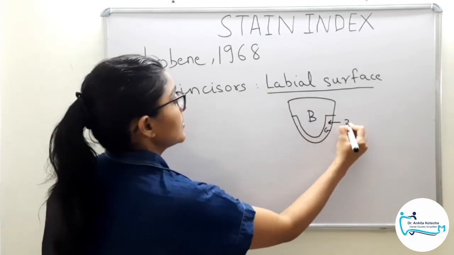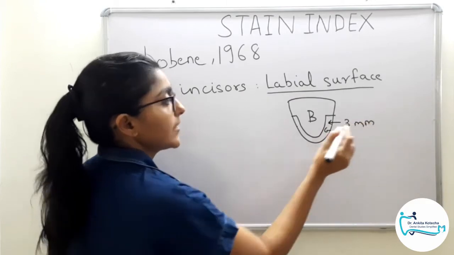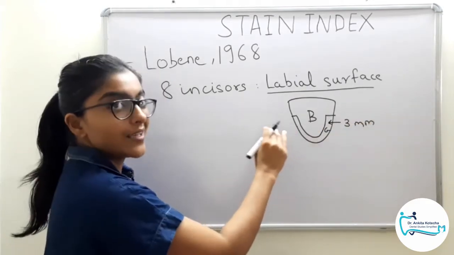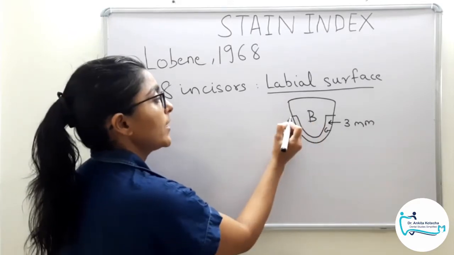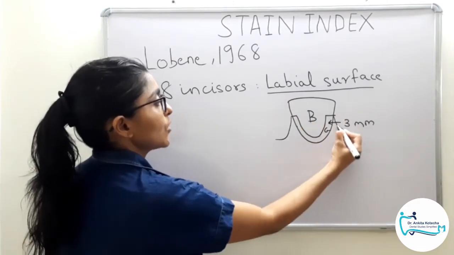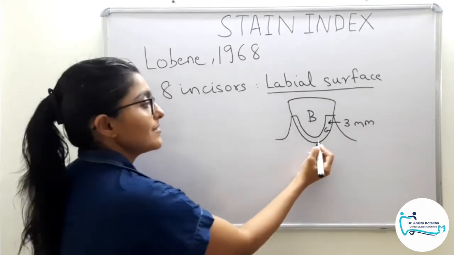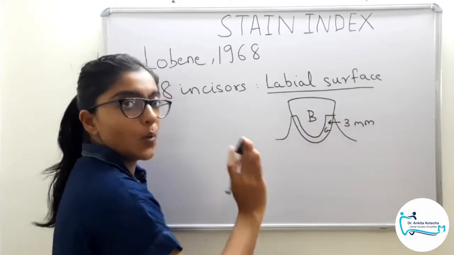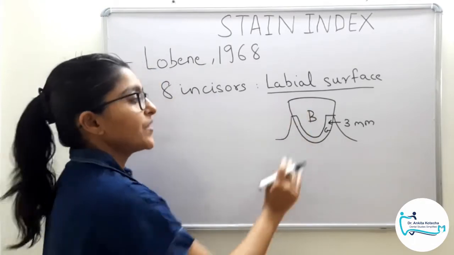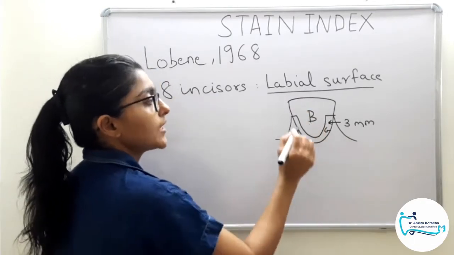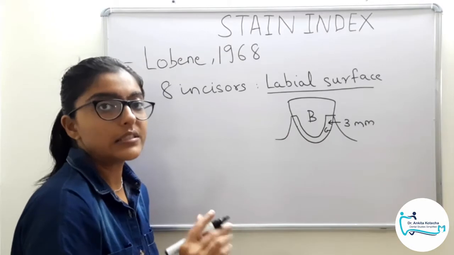The gingival region is a 3 mm wide crescent shaped band around the gingival margin, and the end point is decided by the crest of the papilla. This is the gingival region, 3 mm wide, and the remaining part of the labial surface is called the body. These are the two regions, body region and gingival region.